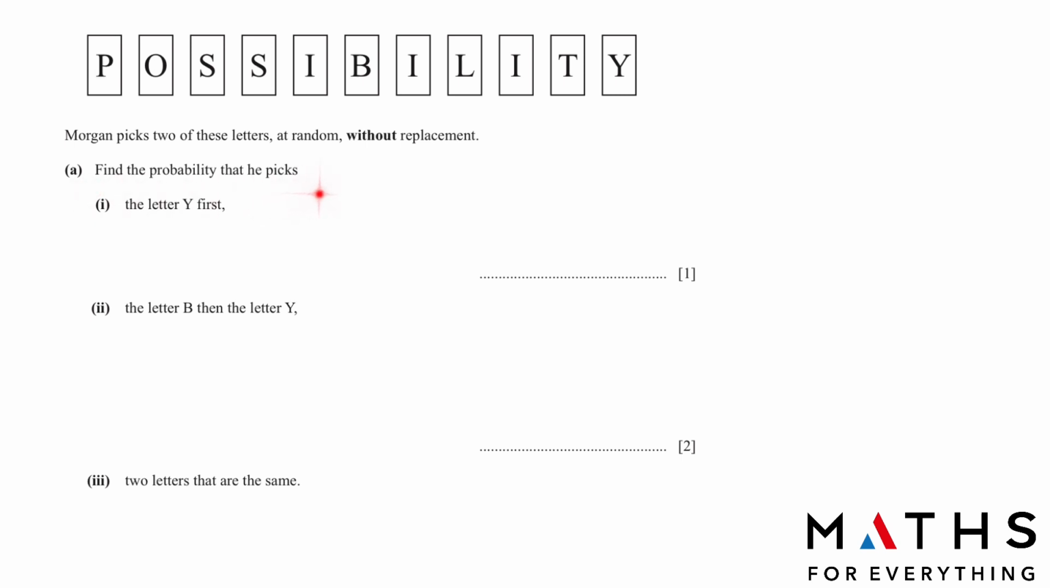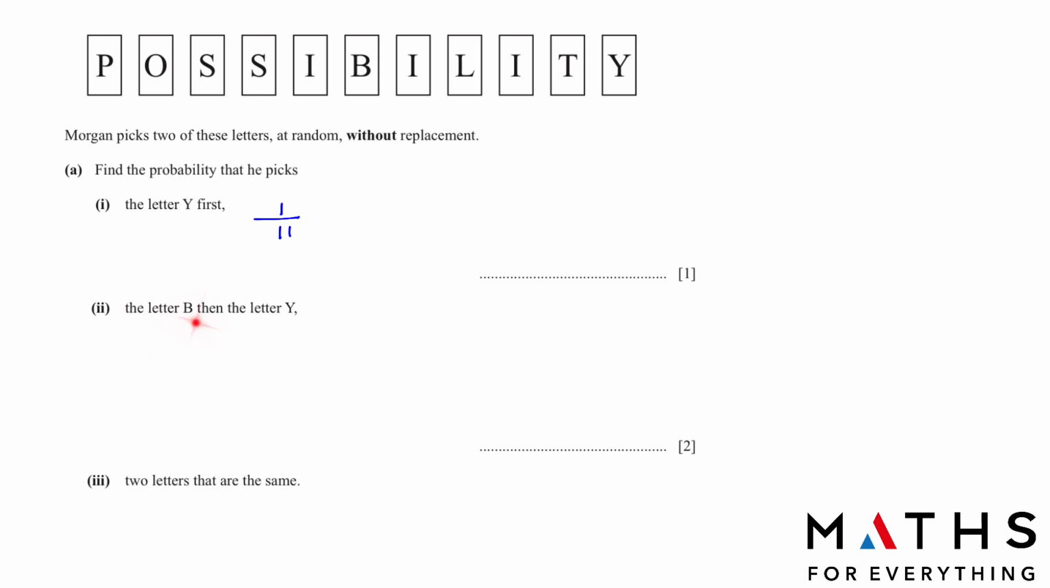First, find the probability that he picks the letter Y first. Now, when he picks Y, the favorable outcome we write on the top, and below that we write the total outcome. So here we have 1 Y, and the total number of letters are 11. So that's our answer, 1/11.